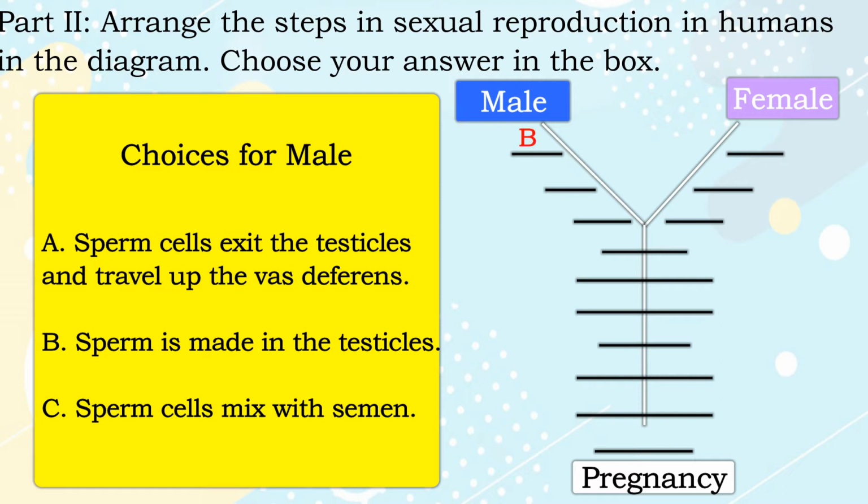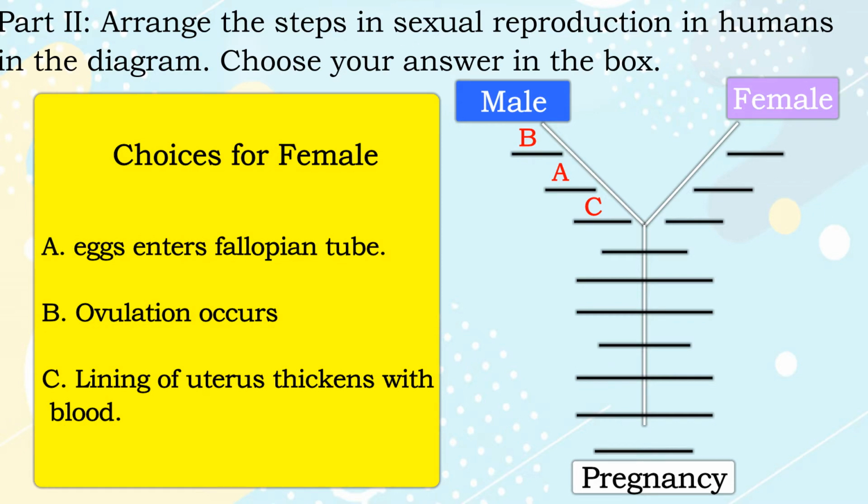So nafo-form muna yung sperm. The second step is letter A. So ang sperm cell ay umalis at nagtatravel papunta sa vas deferens. And the last step is letter C. Ang sperm cells ay mahalo sa semen.